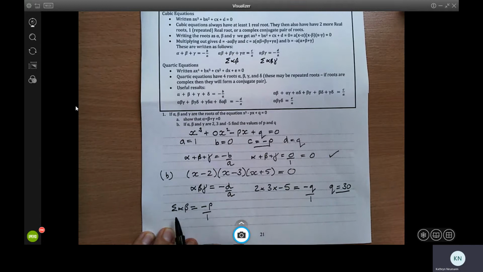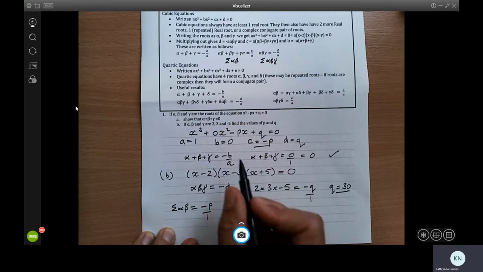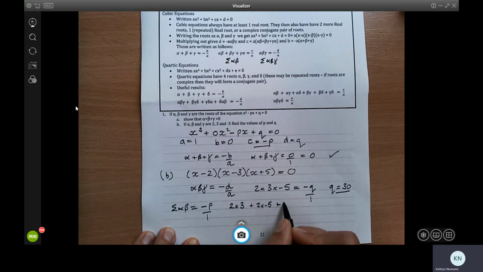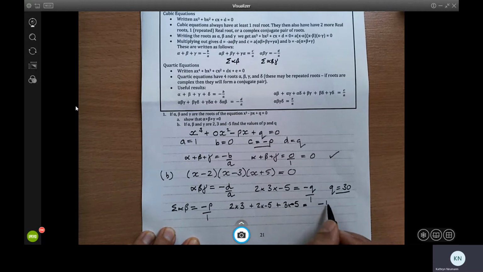But what is the sum of the roots taken in pairs? Well, that's going to be 2 times 3 plus 2 times minus 5 plus 3 times minus 5, which is equal to 6, take away 10 is minus 4, minus 15 is minus 19.